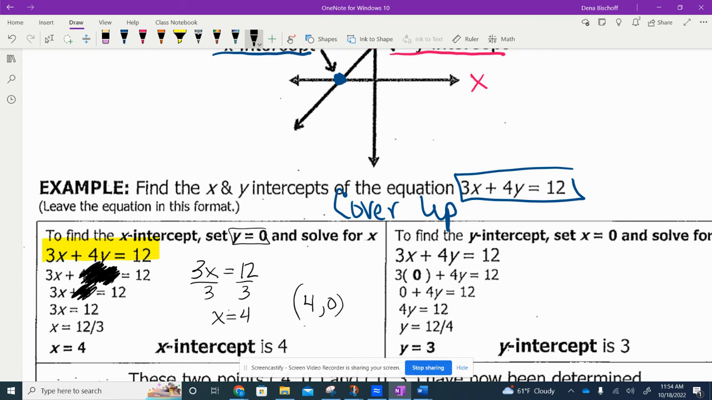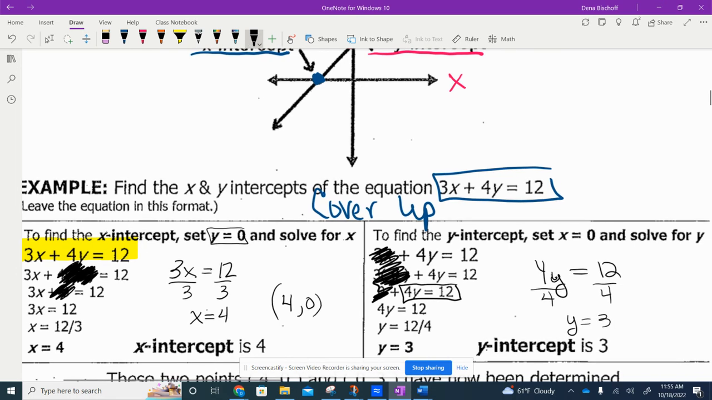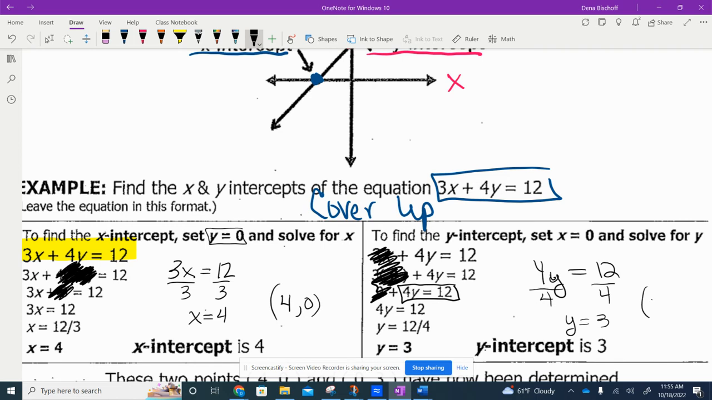So we're going to use the same equation, and we're going to find the y-intercept. So remember, when we're looking for the y-intercept, we cover up the x term. We cover up the whole x term. And that gives us the equation 4y equals 12. So I'm solving for the y-intercept, divide both sides by 4, and I find out that the y-intercept is 3. So that's the ordered pair 0, 3.